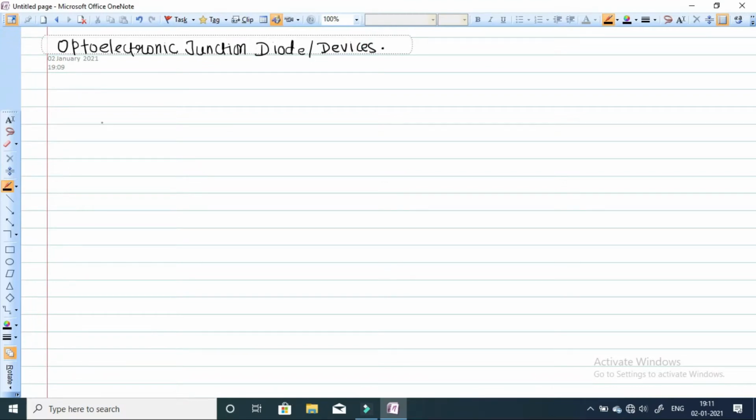optoelectronic junction diodes. So first we will see what is optoelectronic junction diode, or basically we can say devices. So first we will see what is the definition of the optoelectronic junction diodes.